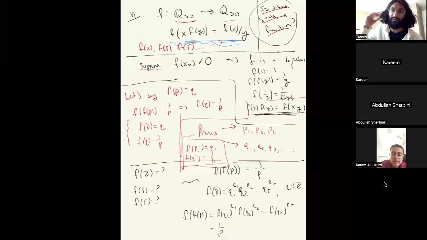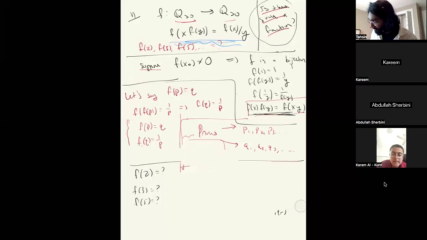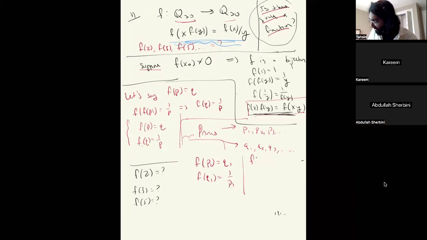So are you asking how I'm doing the separation? The point is, I separate it completely arbitrarily, however you want. But once you separate it, you just say f of pi is equal to qi, and f of qi equals 1 over pi. So it's this thing that I wrote here. Let me write it a little bit more clearly. I say f of p1 equals q1, f of q1 equals 1 over p1, and so on.